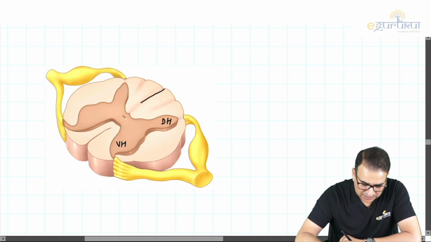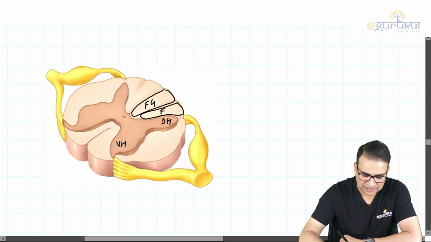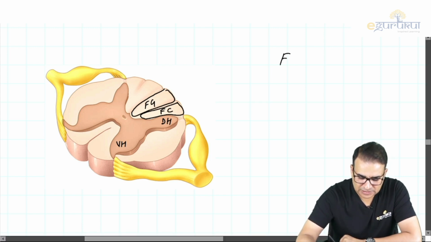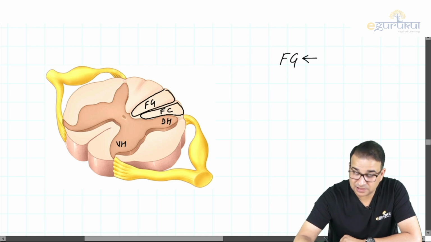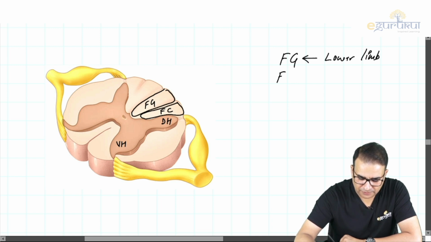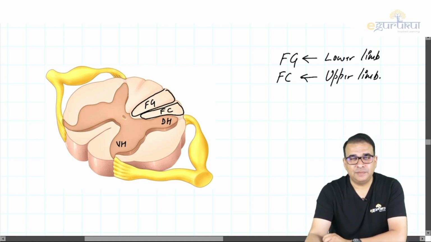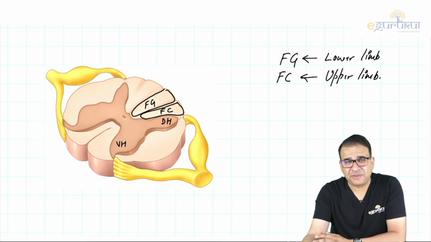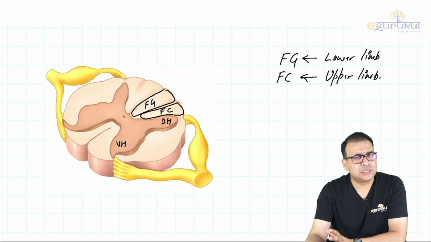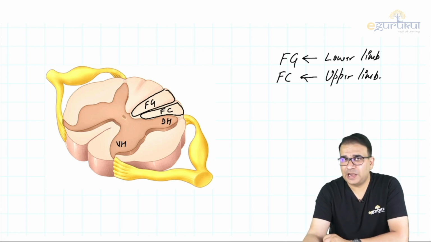In the dorsal column tract, this area medially is called the fasciculus gracilis, and more laterally it is the fasciculus cuneatus. You all know that the fasciculus gracilis is carrying the sensation from the lower limb, and the fasciculus cuneatus is carrying the sensation from the upper limb. And what sensation? It is carrying conscious proprioception, fine touch, vibration, stereognosis, and some amount of pressure also. All these sensations are carried by the dorsal column tract.